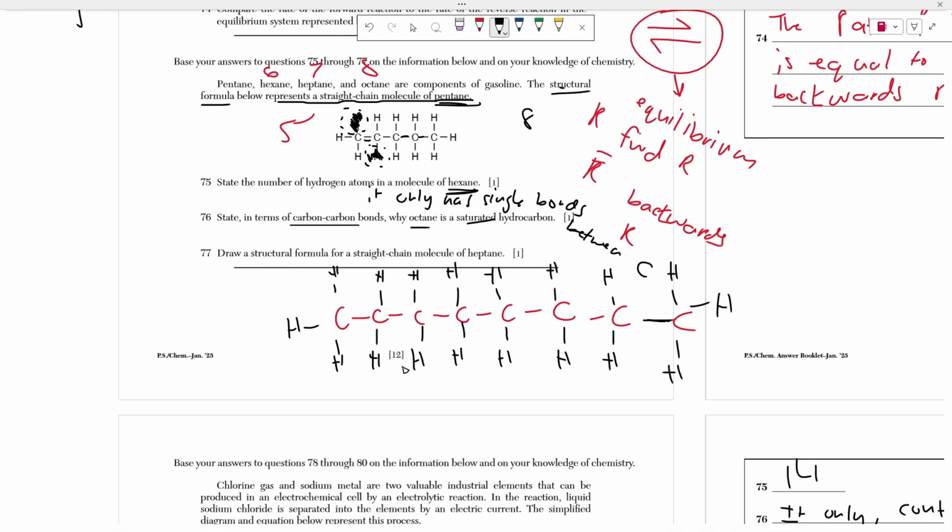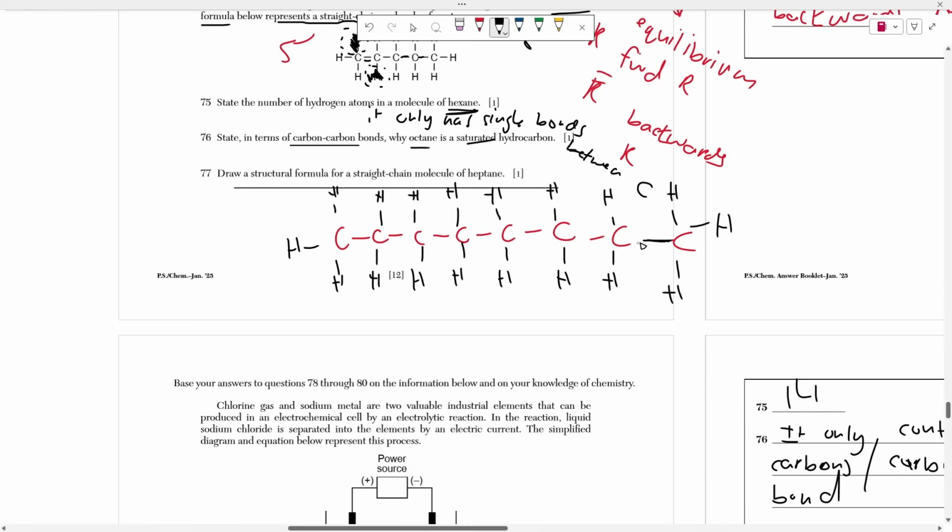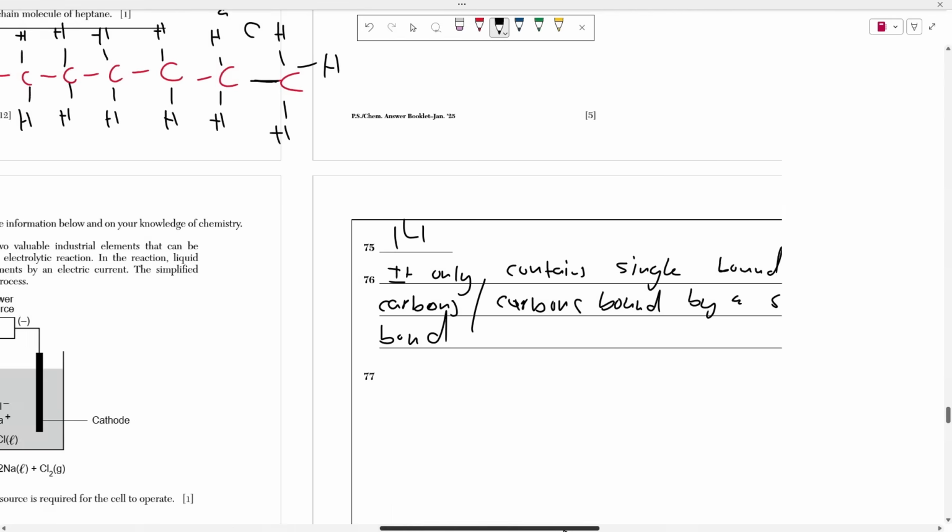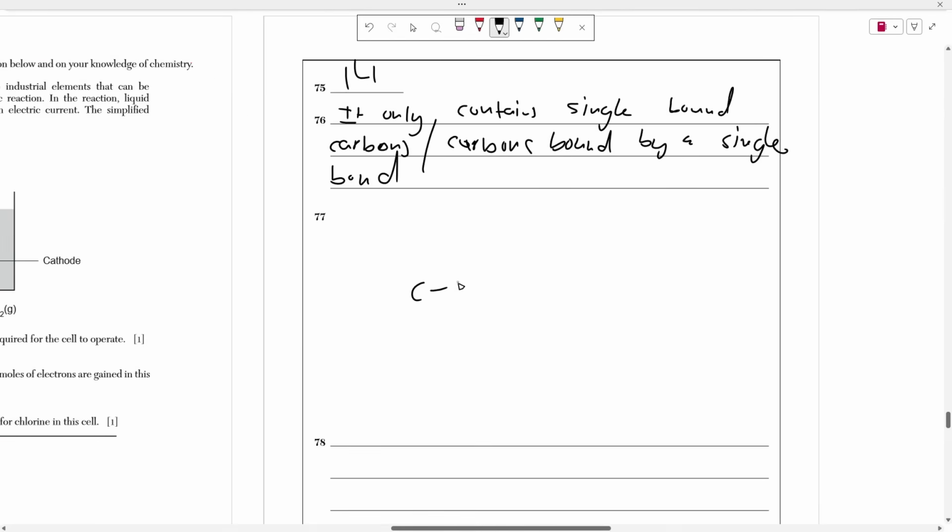Number 77 finally asks us to draw a structural formula for a straight chain molecule of heptane, okay? So straight chain meaning that there's just a straight line of carbons, and we know that heptane means 7. So we'll just draw 7 carbons. 1, 2, 3, 4, 5, 6, 7.